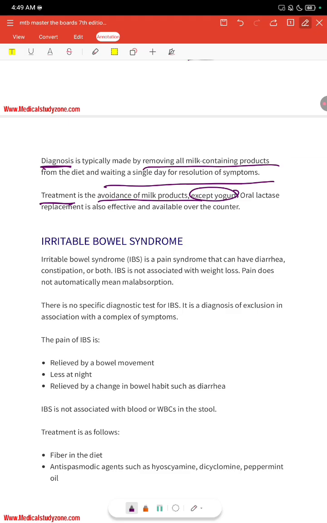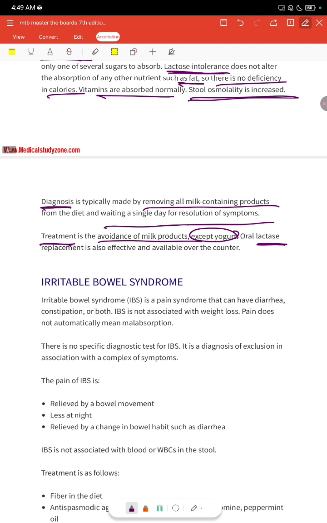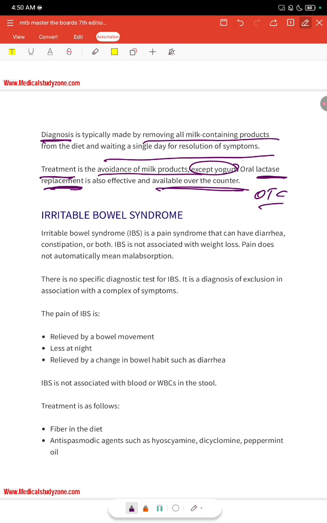So you can have lactase, because if there is lactose intolerance, the patient does not have an integral portion of the lactase. So then he or she is advised to take the oral lactase replacement. It is also effective and available over the counter, OTC. But the main treatment is to avoid the milk products except yogurt.